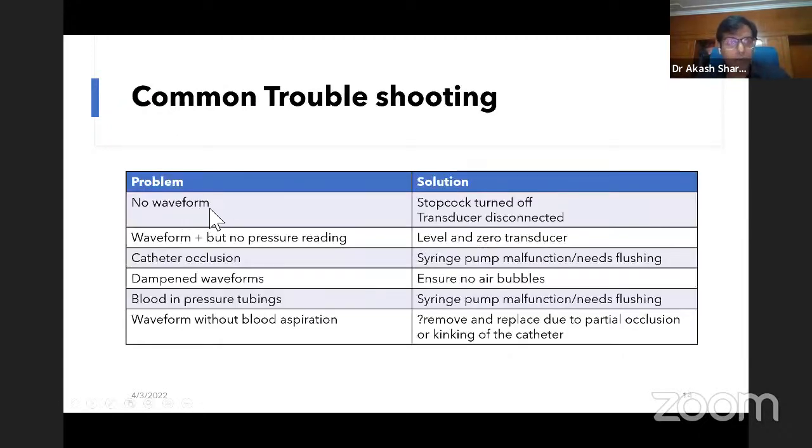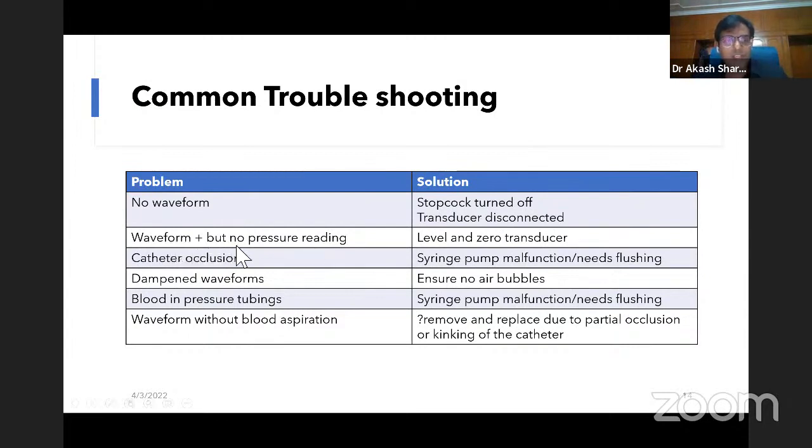If there is no waveform visible, even if there is backflow, then maybe the stopcock is turned off or the transducer is disconnected. You need to check the connections of the transducer on the multipara, as well as the transducer itself. Sometimes the transducer is faulty. You may need to change the transducer, the transducer setup altogether.